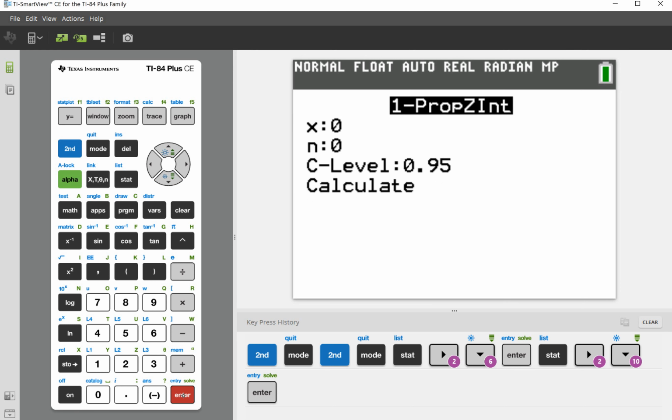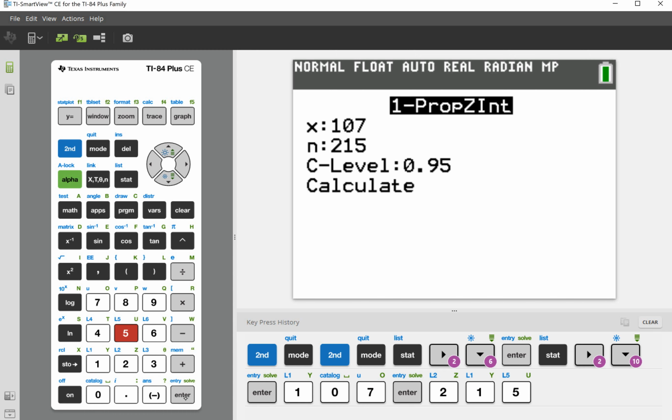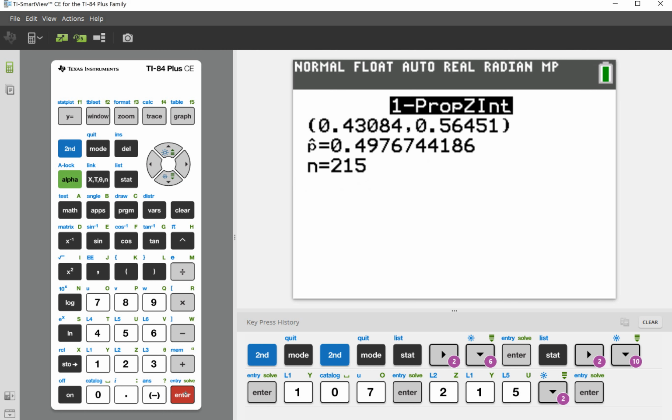So you press enter. The x value is the numerator of your proportion, the number of successes. So we have 107. And then the n value is our 215. We're doing 95% confidence.